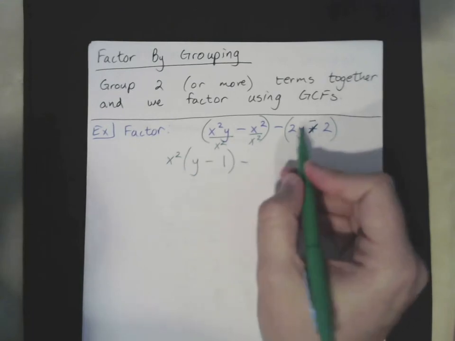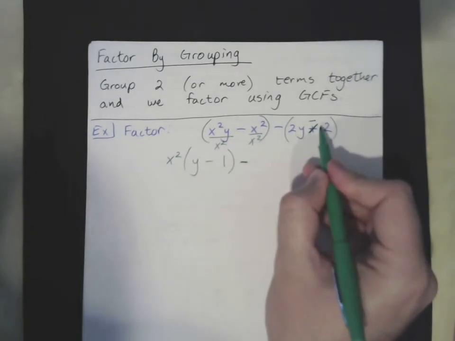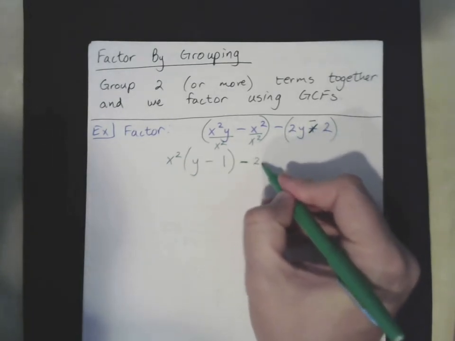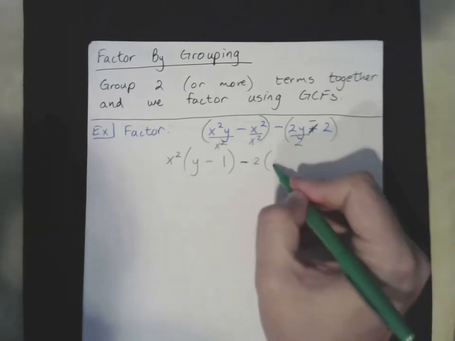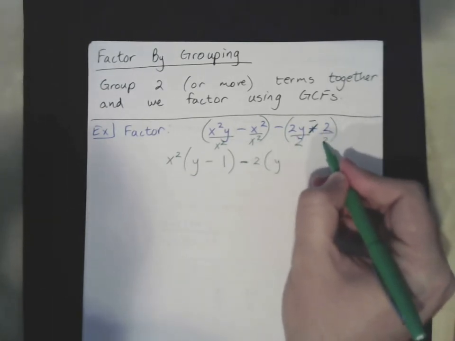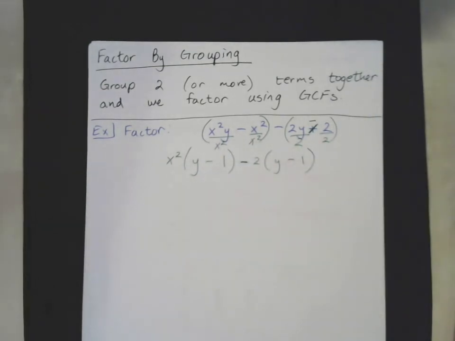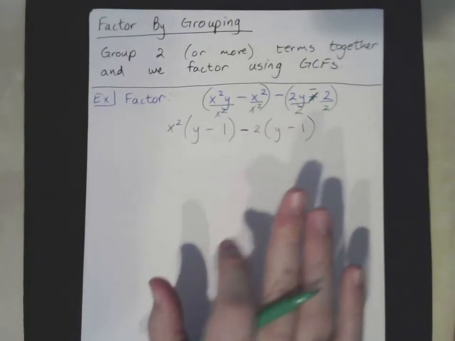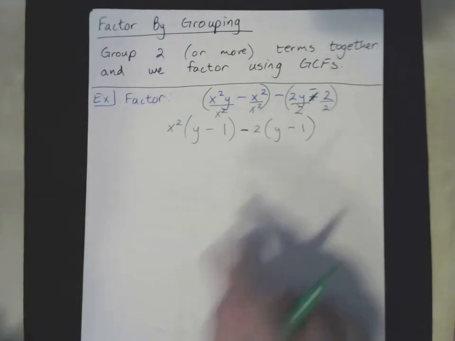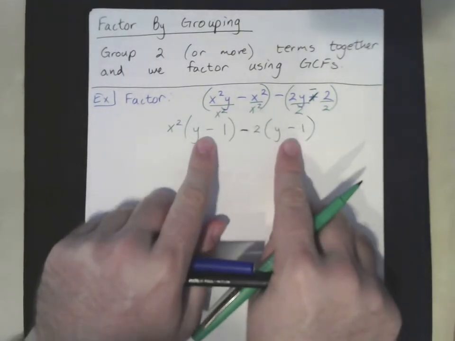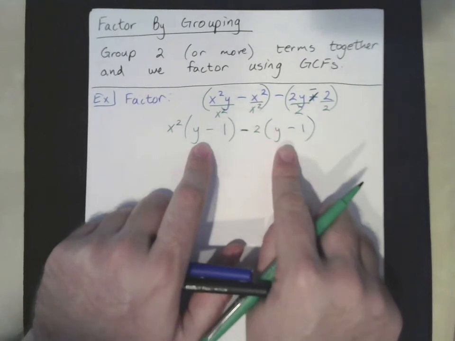And then over here, bringing down the minus, both of these have a 2, so I can factor a 2 out. When we divide this term by 2, we get y. And we divide this term by 2, we get 1 with a minus. And this is where you'll always know whether you've done your factor by grouping properly or not. Notice now we have the same binomial term sitting here, y minus 1 and y minus 1.